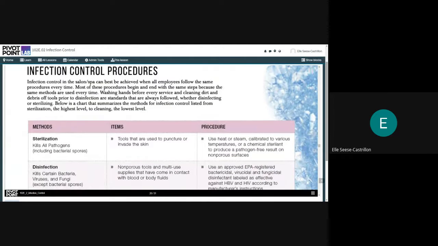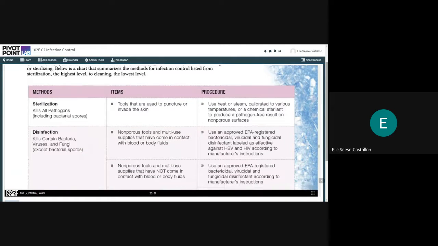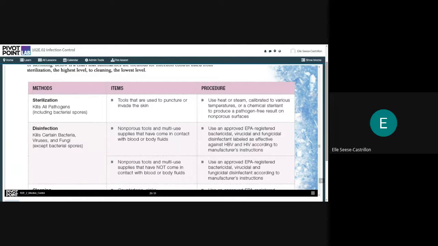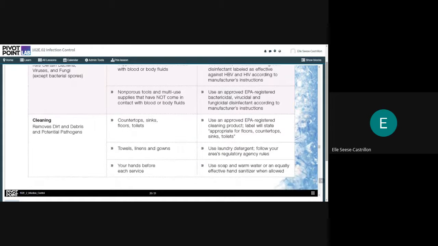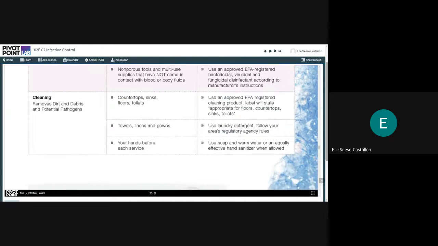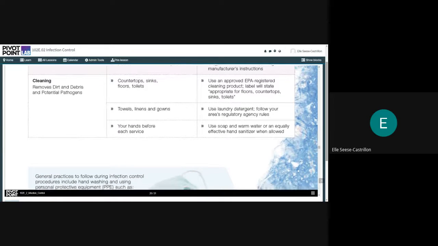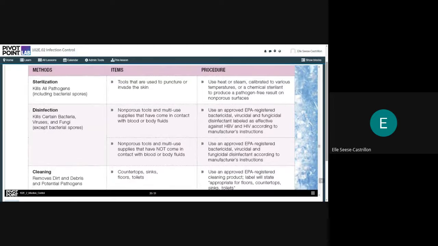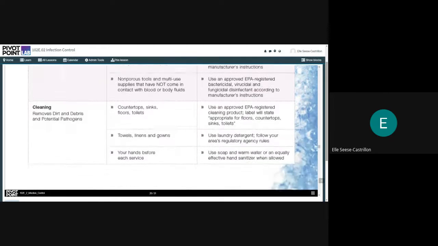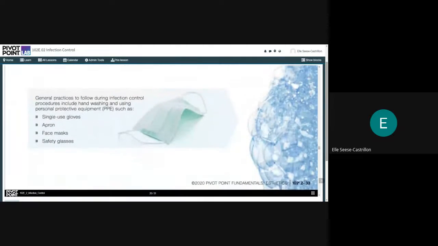So, the infection control procedures. Again, we have sterilization, which kills all pathogens. We have disinfection, which kills certain bacteria, viruses, and fungi. And then we also have cleaning, which removes the dirt and debris and some of the potential pathogens. The first step is to clean, then we disinfect, and then it's optional to sterilize. That would be your third step.